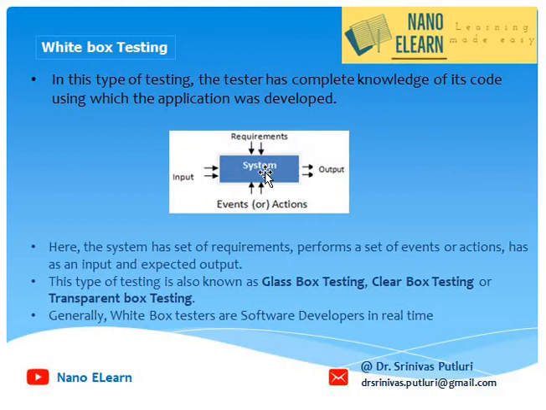So here the system has again a set of inputs and a set of requirements. Based on the requirements, the system will perform certain actions or events and produce an expected output. Here the system is treated as a clear box or glass box. It has all these things which I have just covered: a set of requirements, a set of events or actions, an input, and an expected output.